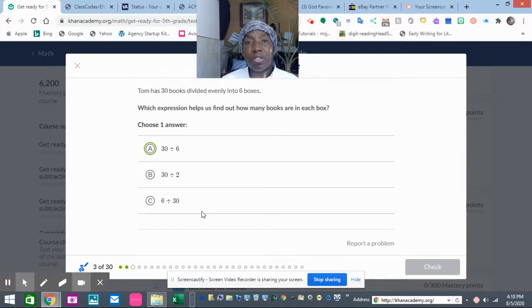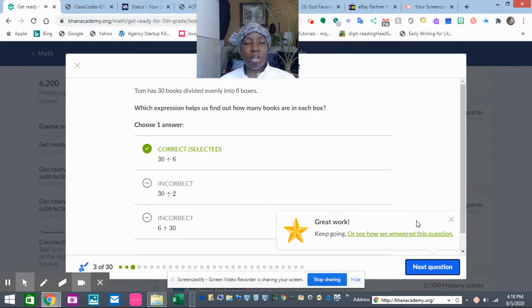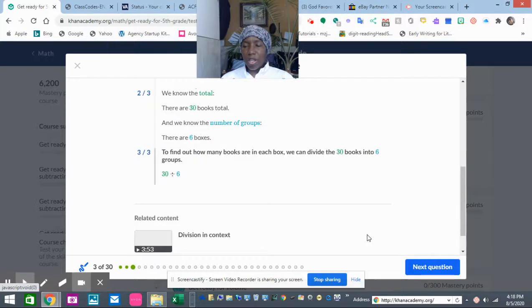Okay, but you have to do it faster. That's all you got to do. Okay. So I said A. Let's see if it works. And so when you're checking your answer, if you get it wrong, you can see how we answered this question. So you can scroll down. You can go to the next question, or if you really don't know, then it will show you.